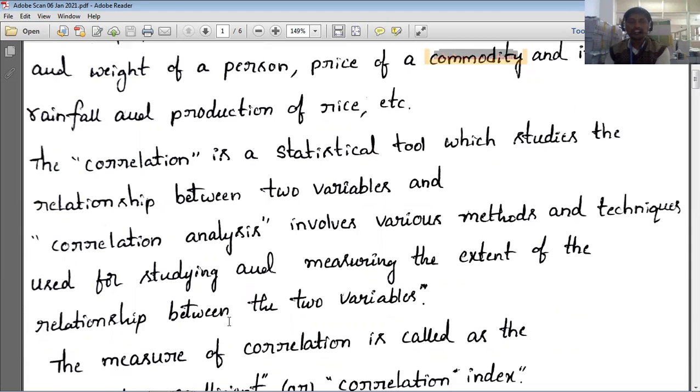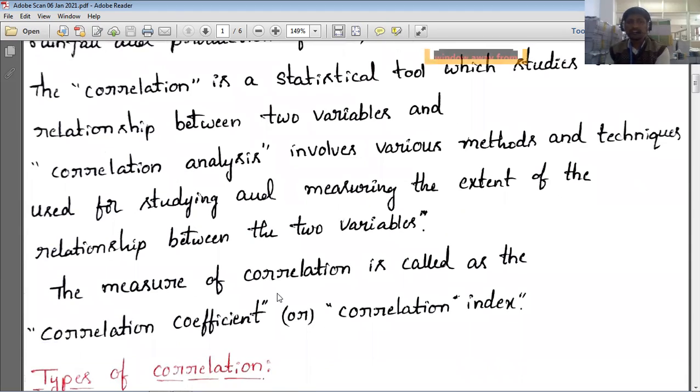And the measure of correlation: like the mean and variance we calculated in probability, in the same way here we have measurements if you are calculating for that relation.